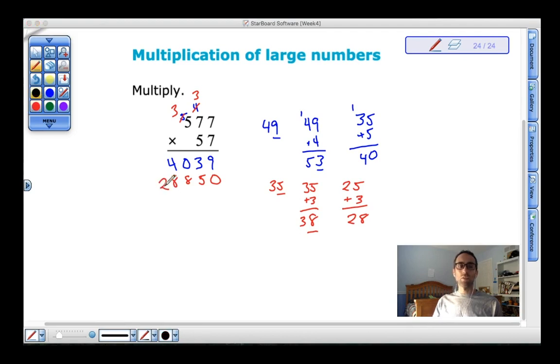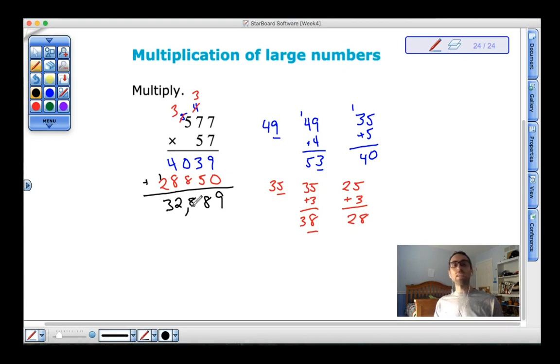So lastly, I can just add these together. 9 and 0 is 9. 3 plus 5 is 8. 0 plus 8 is 8. 4 plus 8 is 12. 2 comes down, 1 up on top. 1 plus 2 is 3. 32,889.